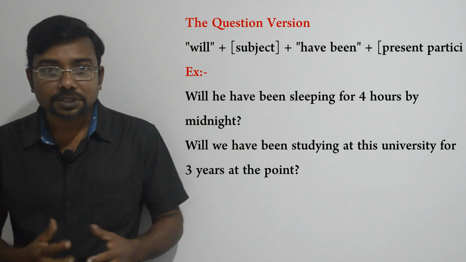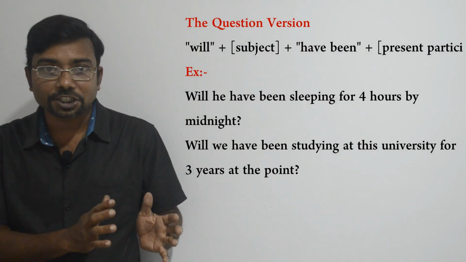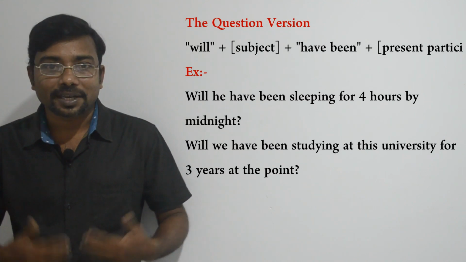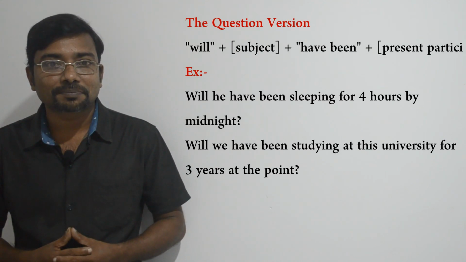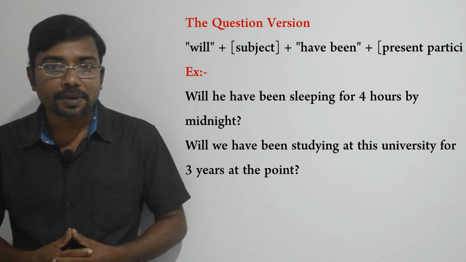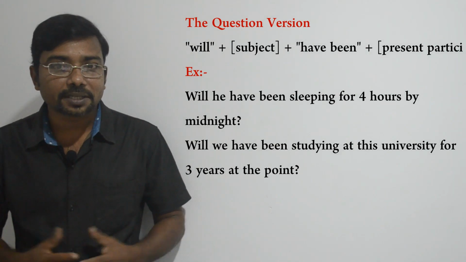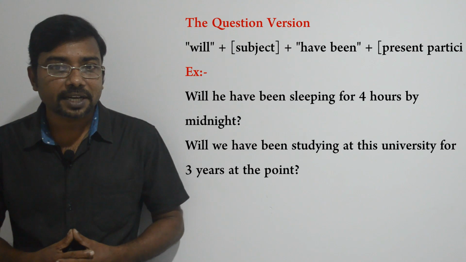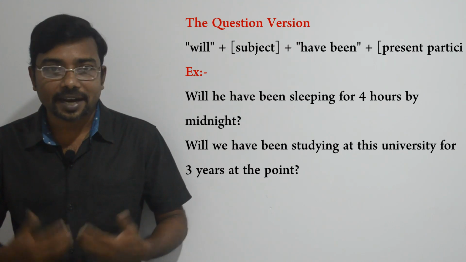Okay, now let's consider how to make questions with the future perfect continuous tense. Questions are made by exchanging the subject and the auxiliary verb will. Okay, let's go through some examples. Will he have been sleeping for 4 hours by midnight? Will we have been studying at this university for 3 years at that point?